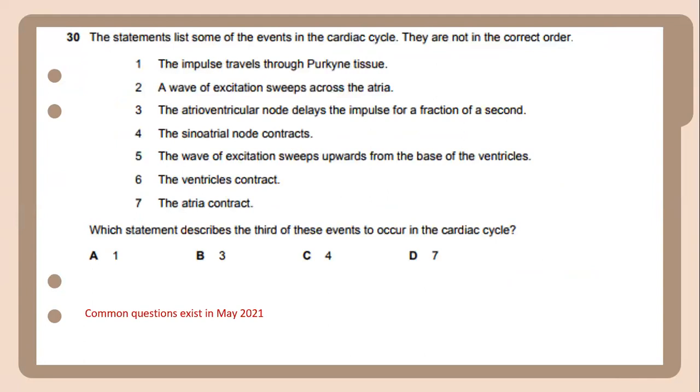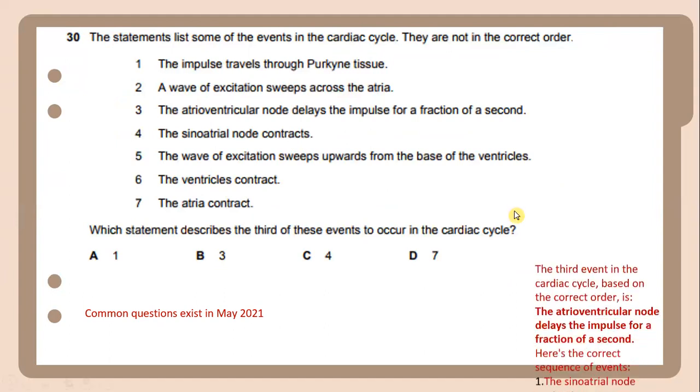And number 30, the statements describe some of the events in the cardiac cycle. They are not in the correct order. Which statement describes the third of these events to occur in the cardiac cycle? This is a common question which already appeared in May 2021.